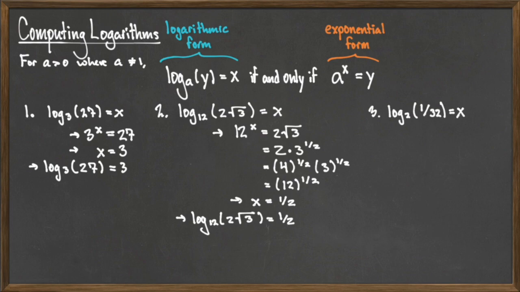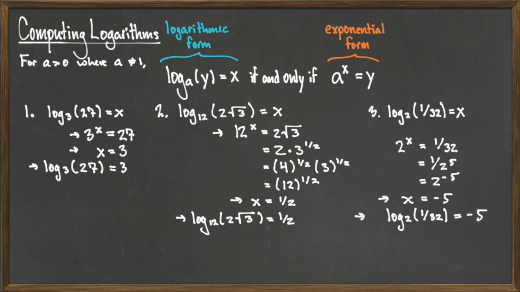For our last example, look at log base 2 of 1 over 32 equals x. Let me turn this into exponential form, which gives me 2 to the x equals 1 over 32. At this point, we should be able to recognize the number 32 as a power of 2. So I'm going to rewrite the right-hand side as 1 over 2 to the 5th, or 2 to the negative 5. This tells me that I get an x value of negative 5, so the log base 2 of 1 over 32 has to be equal to minus 5.